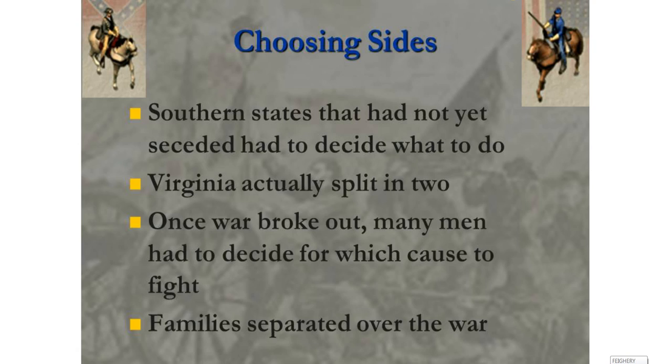Southern states that had not yet seceded from the Union had to decide what to do. Virginia is actually going to split in two, and the people who are living in what's present-day West Virginia decide that they do not want to secede and go with the South and form the Confederacy, that they want to actually remain with the Union, and that's why West Virginia becomes West Virginia. It becomes its own state. Once the war broke out, many men had to decide for which cause to fight. Families were also separated over the war.